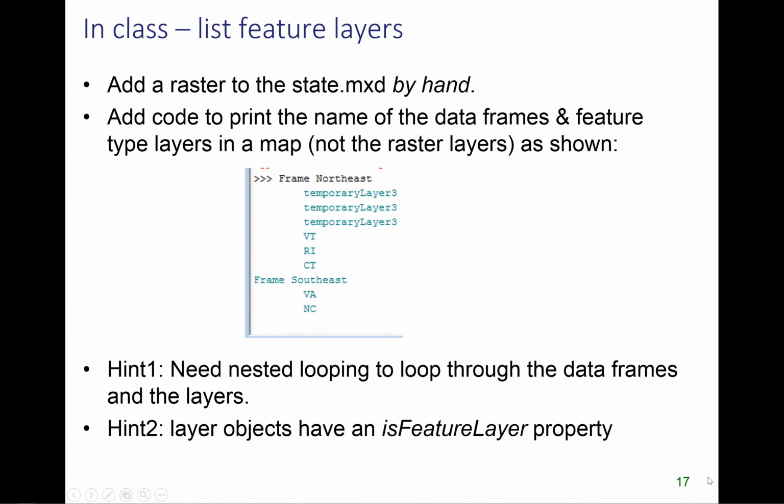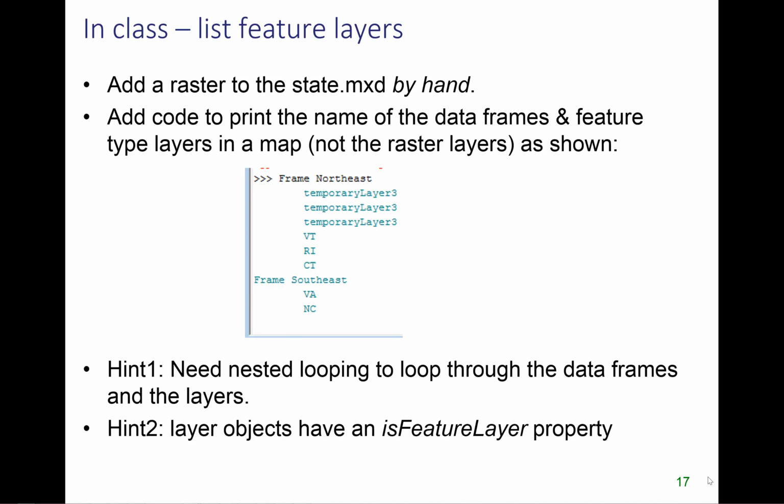Try this exercise to get some practice looping through data frames and layers. Add a raster dataset to the state.mxd document by hand so that you have an example of a raster layer in that map, and then add code to the code that's given to print the name of the data frames and feature layers, feature type layers in a map. In other words, not the raster layer. And they should come out looking like we have in this picture.